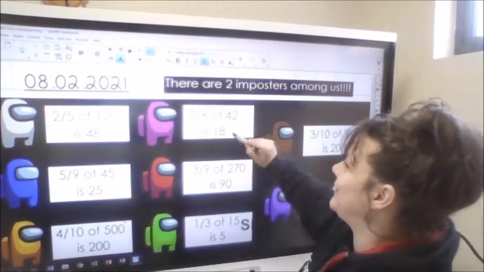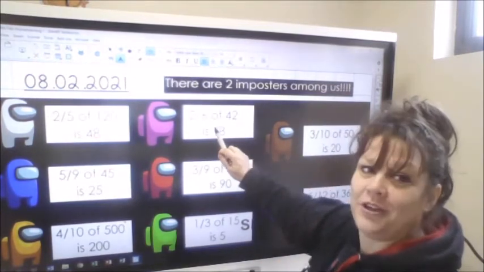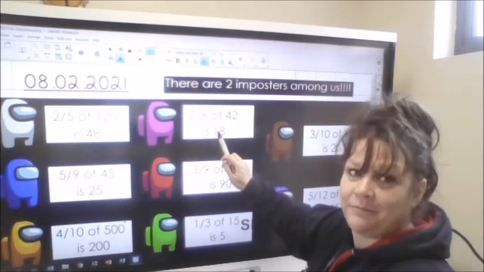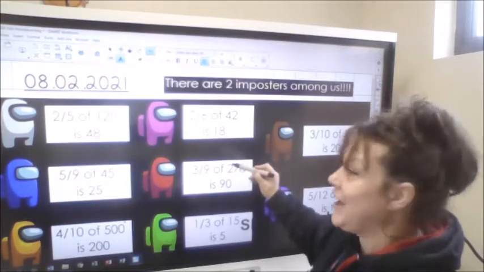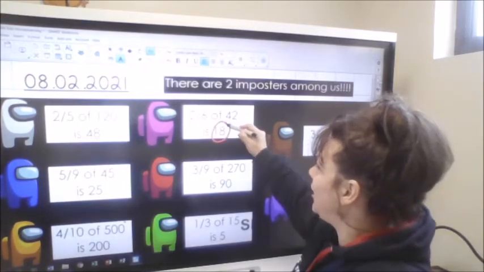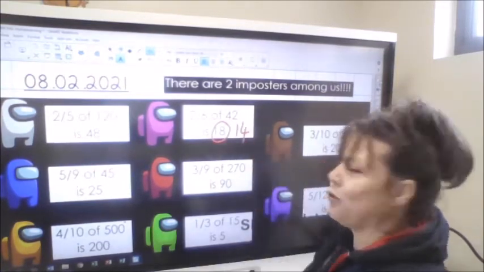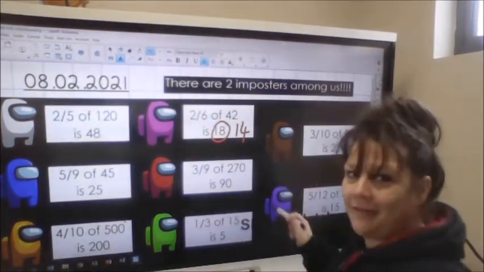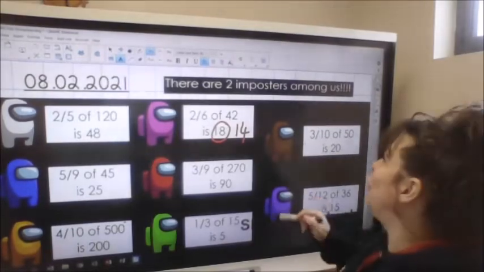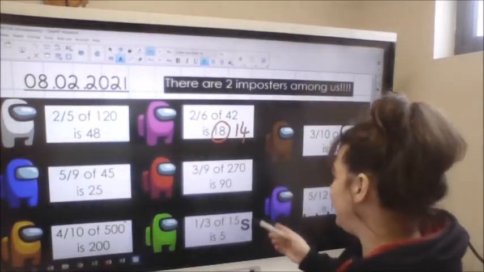Right, here we go. Let's have a look here then. So 42 divided by 6 is 7. 7 times 2 is 14. Our first imposter. That should be 14. All right, did you spot that one? Let's carry on then, see if we can find the second one, because we're looking for 2 imposters.